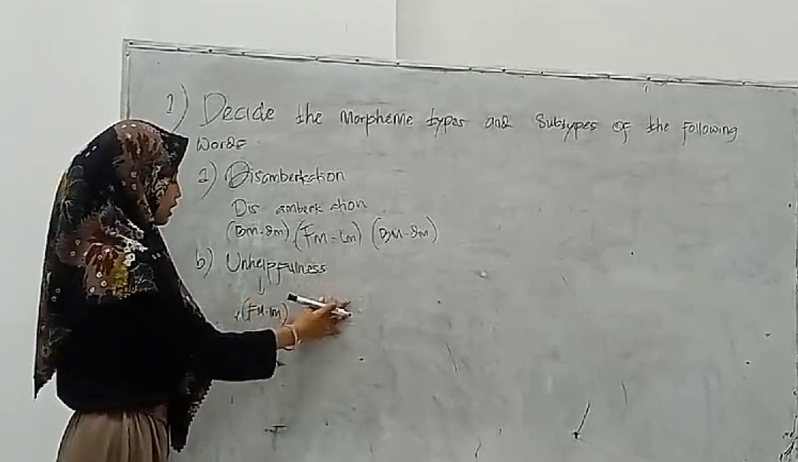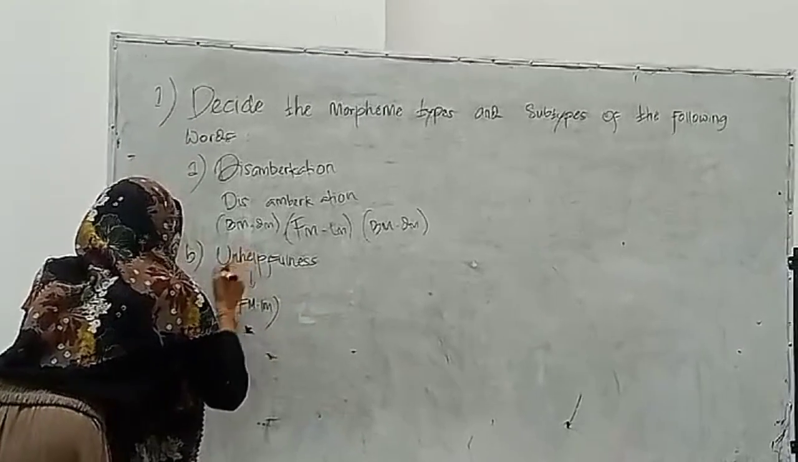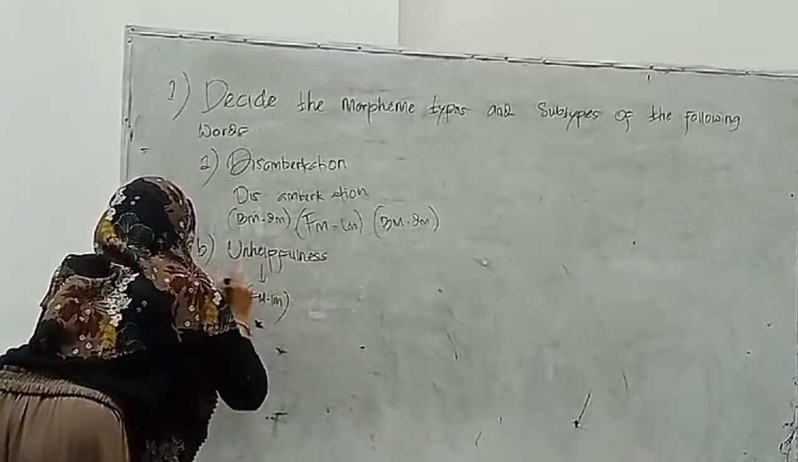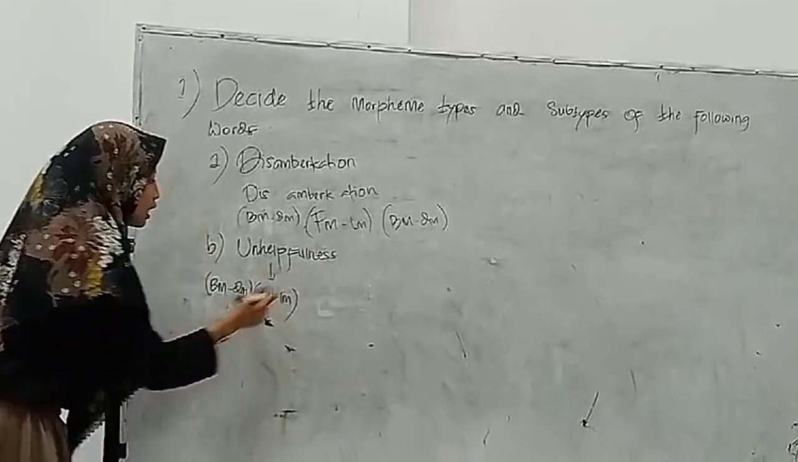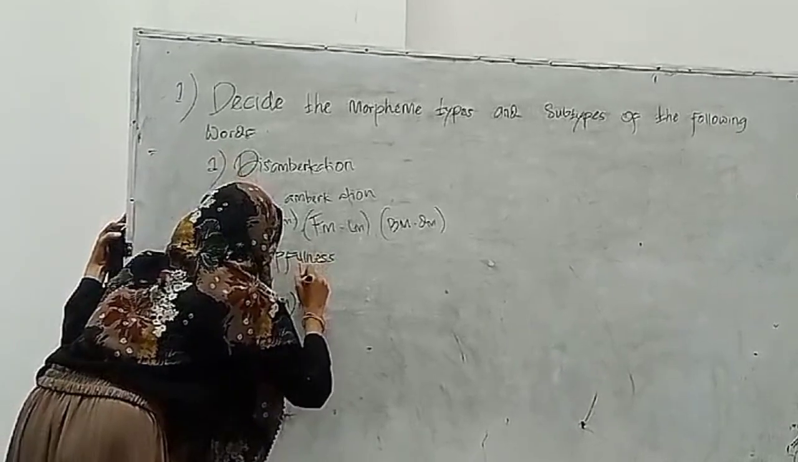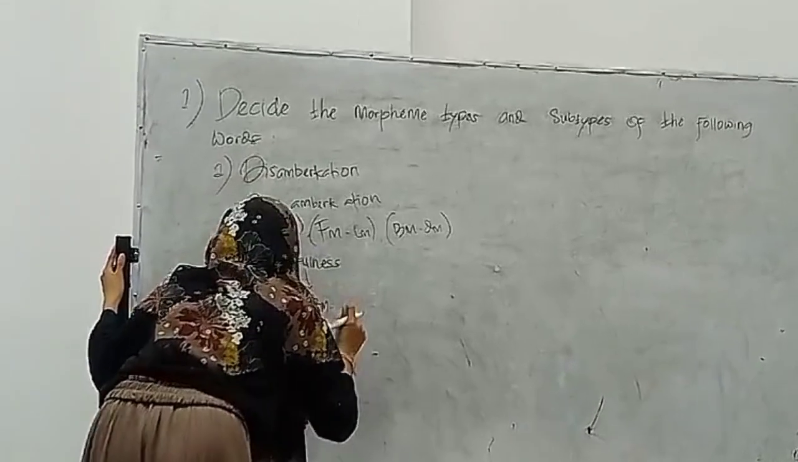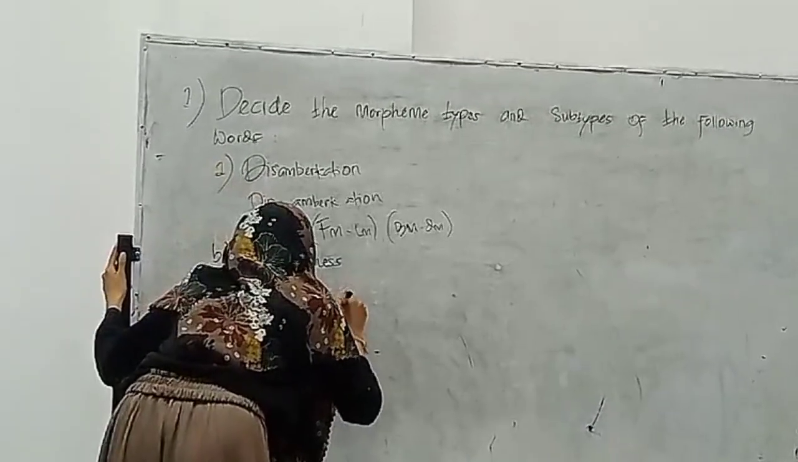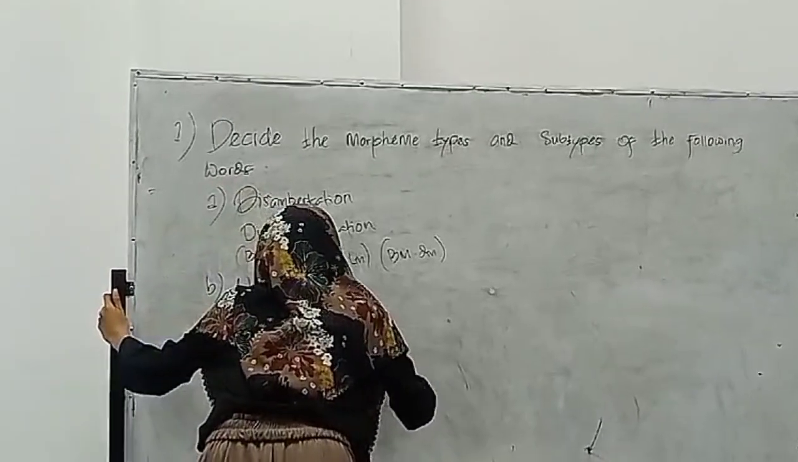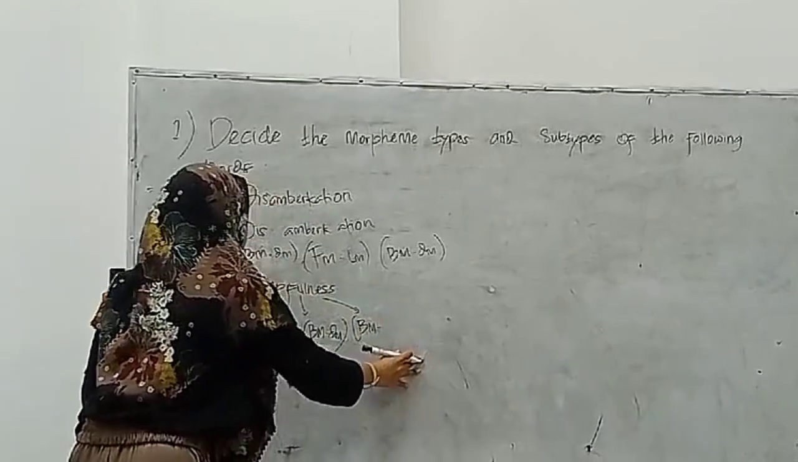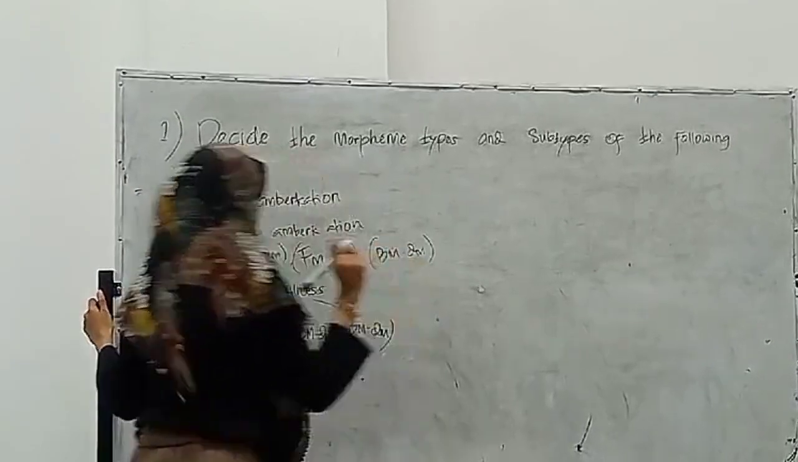Next, unhelpfulness has three bound morphemes. The first one is un, a bound morpheme, and the subtype is derivational morpheme. Next is ful. Ful is a bound morpheme, and the subtype is derivational morpheme. And the last is ness. Ness is a bound morpheme, and its subtype is derivational morpheme too. Well, I think that's all.